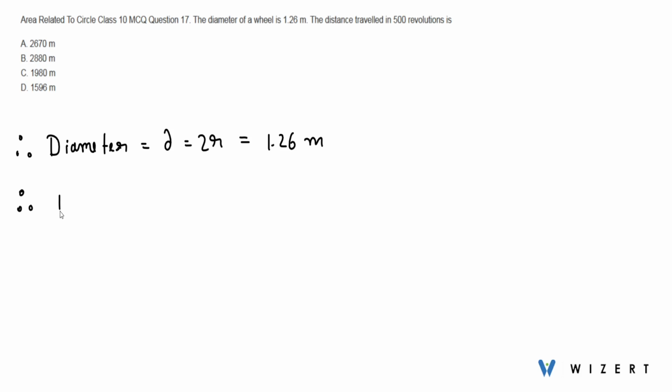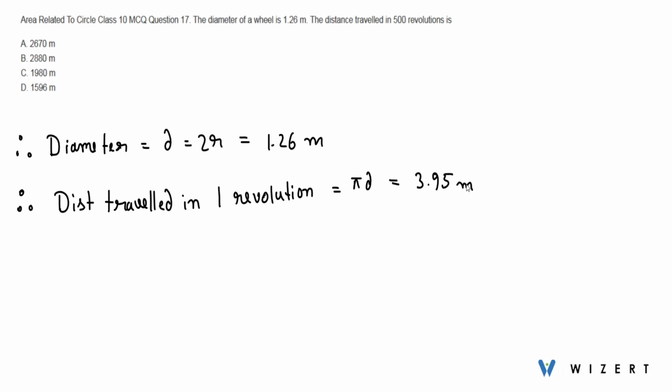Therefore, distance traveled in one revolution will be equals 2 pi r, that is the circumference of the circle, which is equals pi d, which will come out to be 3.14 multiplied by 1.26, which is approximately equals 3.95 meter, right?